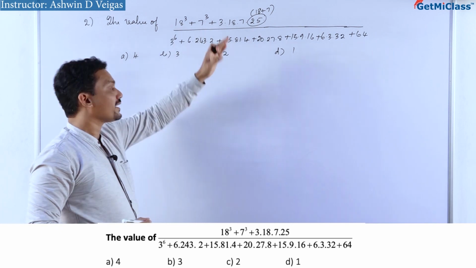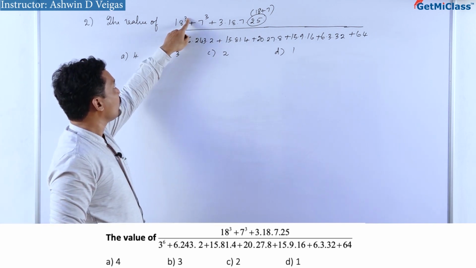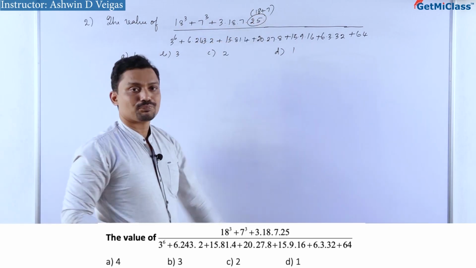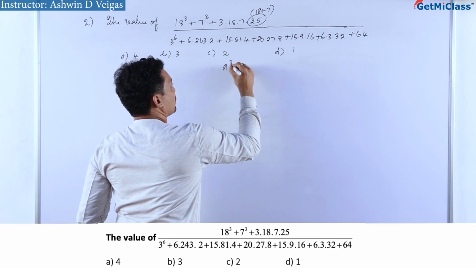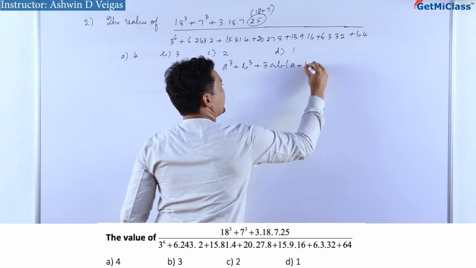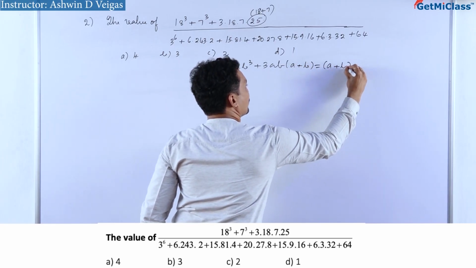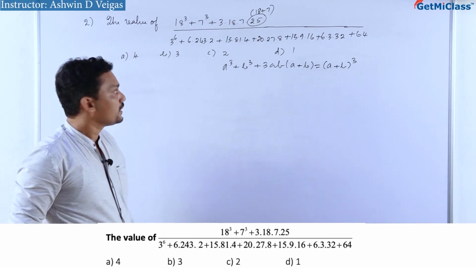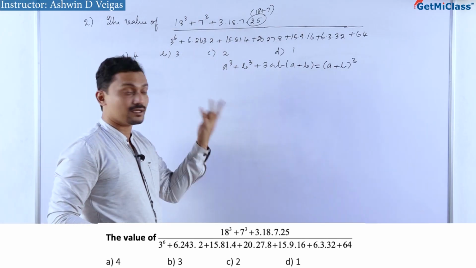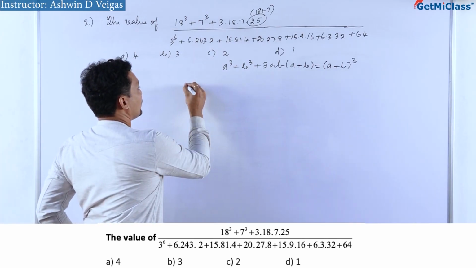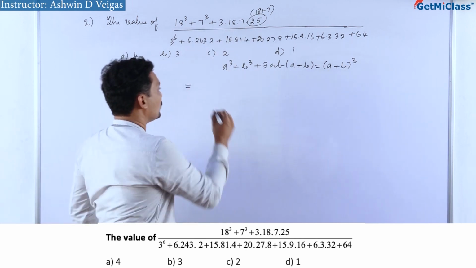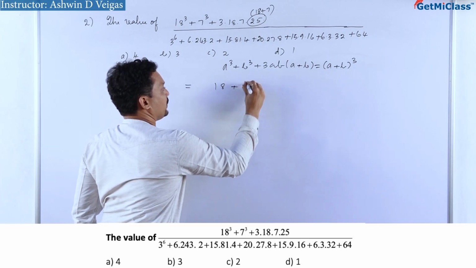Now, this comes like an identity. It is in the form a cube plus b cube plus 3ab into a plus b. Now, we know students that a cube plus b cube plus 3ab into a plus b is nothing but a plus b the whole cube. This is a very well known identity. Here the value of a stands as 18, the value of b is 7. So, according to this identity, the numerator can be written as a plus b the whole cube.